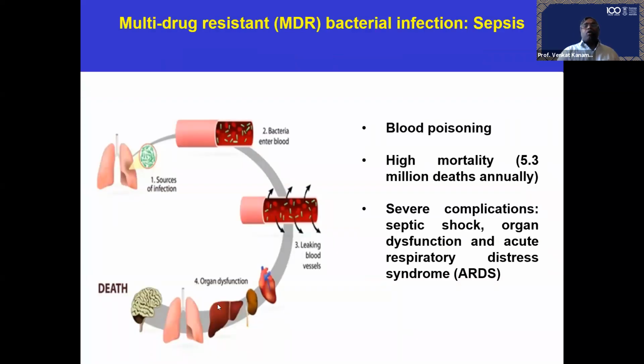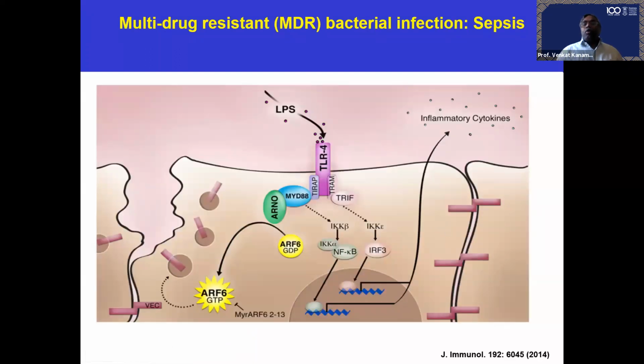Sepsis very often originates in the lungs by bacteria, and they're very often multi-drug resistant. When they enter the bloodstream, they cause leaking of blood vessels, thereby organ dysfunction and death. There are more than 5 million deaths annually due to sepsis, which also causes other complications such as septic shock.